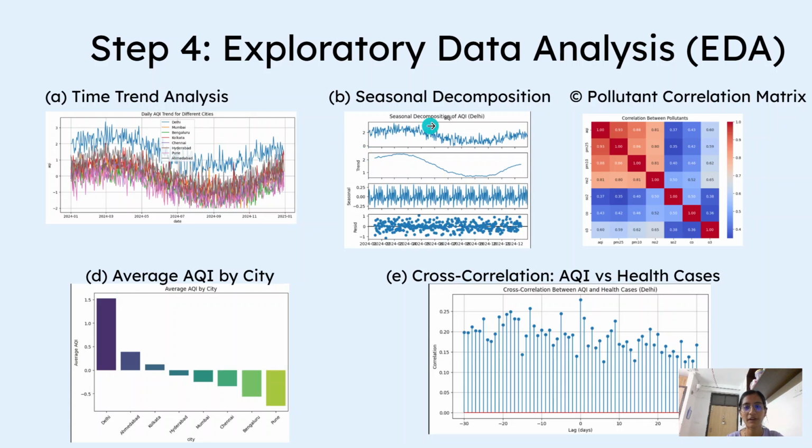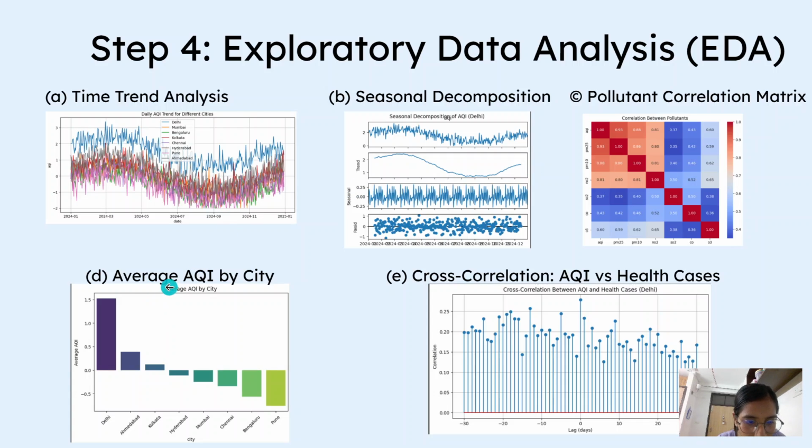Moving forward to our next graph, which is seasonal decomposition. In this, the AQI follows a strong monthly cycle with visible seasonal pollution peaks. As we can see, it changes according to the season. Now moving forward to the pollutant correlation matrix. As we can see, PM2.5, PM10, and NO2 show high correlation with AQI, which indicates that vehicle emissions dominate AQI.